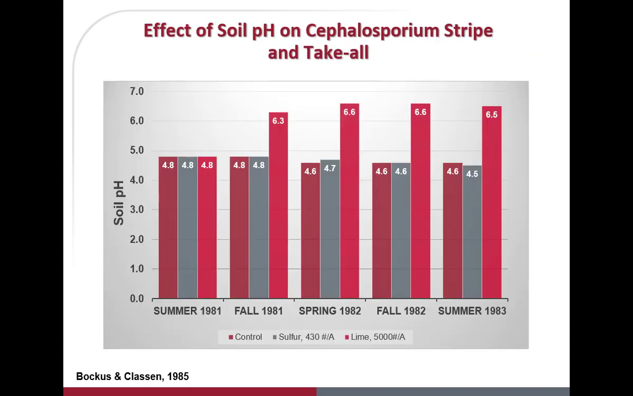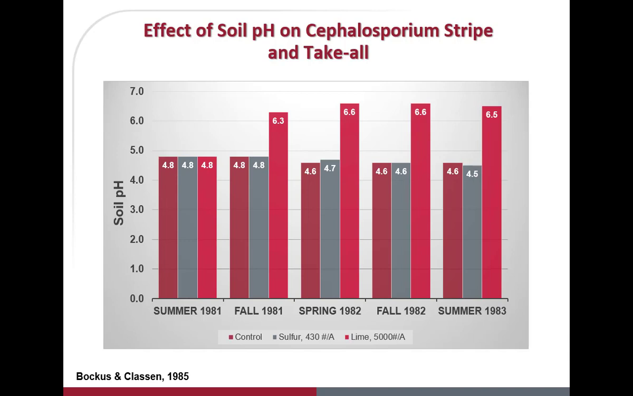And this was a study that was done. Soil pH is shown on the left, and then these are cropping seasons following the initial start of this experiment. The way this works, they looked at both Cephalosporium and Decay, and they had 3 treatments. A control treatment here in the dark red. They added sulfur at 430 pounds to acidify the soil, and then they added lime at 5,000 pounds per acre to raise pH. These are the starting pHs here.